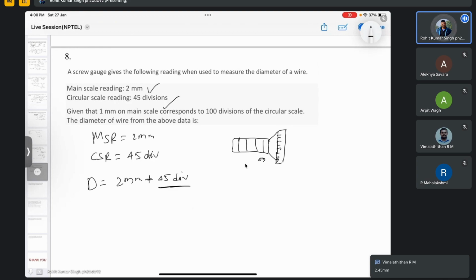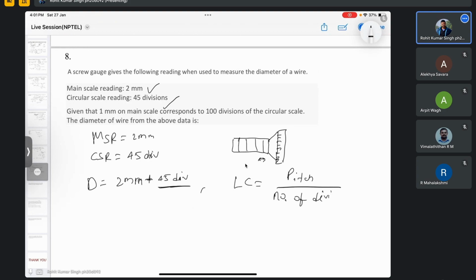Nice calculation. First we have to find the least count. What is the least count of this screw gauge? In this case, the least count is given by the formula, pitch divided by number of divisions. So what is this pitch?